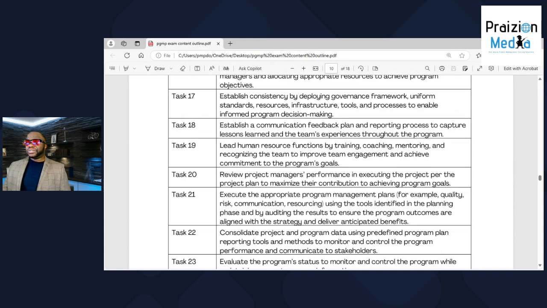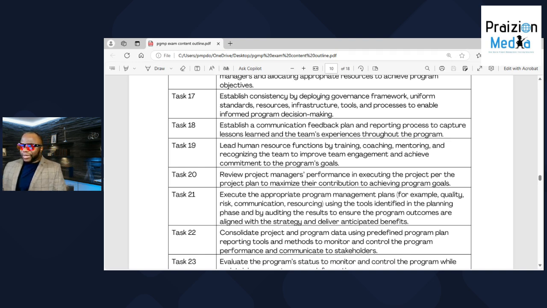Number 17, establish consistency by deploying governance framework. What is governance? The PMI often define it as authority, right? It's the framework within which authority is exercised. So for your program, there should be a framework so that the program manager and the project managers are on the same page regarding what is my authority, what is my jurisdiction, what am I accountable for, and what are the other project managers accountable for, what is the program manager accountable for. So these are just sensibilities on any program, right?